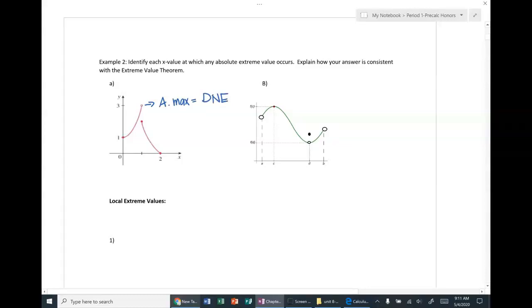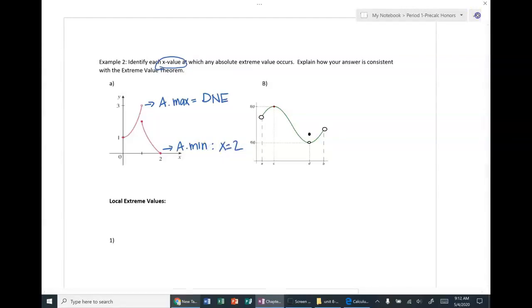Now let's find the lowest y value possible. As you can see right here, the lowest y value possible is on the x-axis. So this is the absolute min. The question says identify each x value, so I don't need to say the absolute min is 0. Absolute min is when x equals 2.